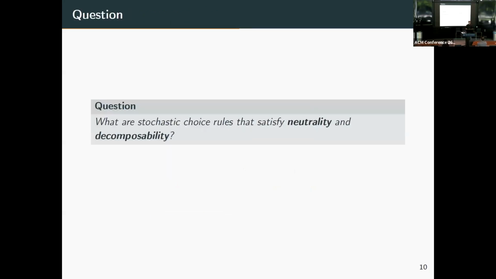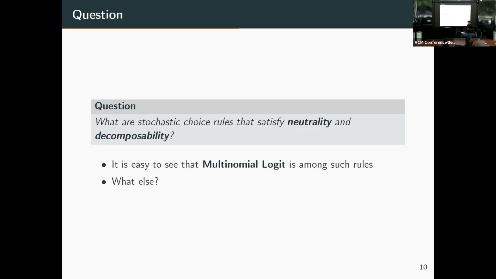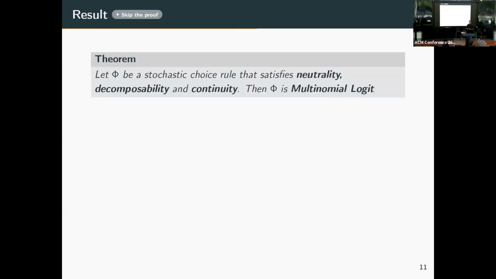Okay. So here is the question we asked. What are the rules that satisfy neutrality and decomposability? It's easy to see that multinomial logit does the job. And so the question is, what else? And the answer is that essentially that's it. Our first main theorem says that if you have a rule that satisfies neutrality, decomposability, and an additional technical assumption of contiguity, which can be replaced by measurability, then phi is necessarily multinomial logit.